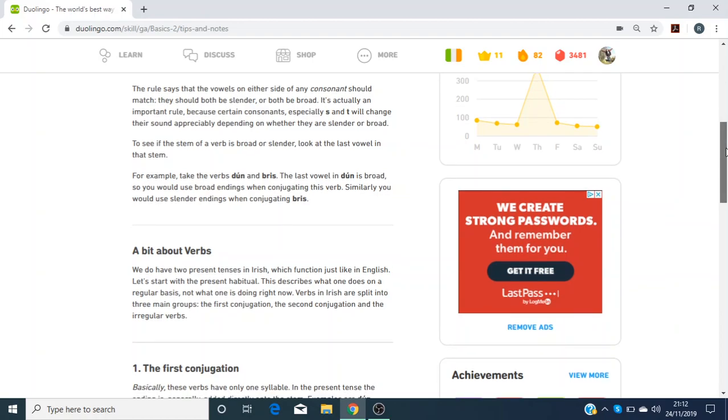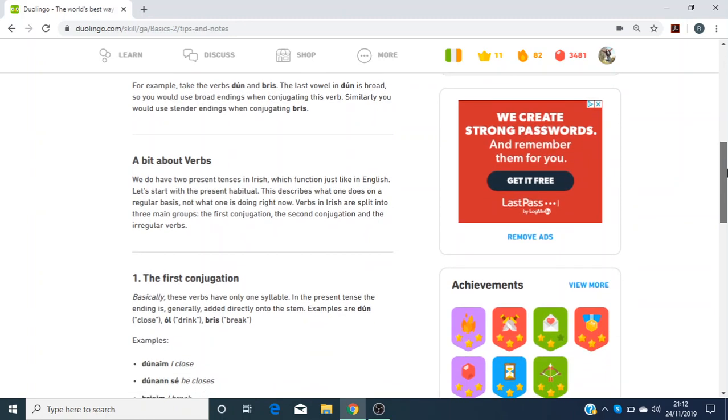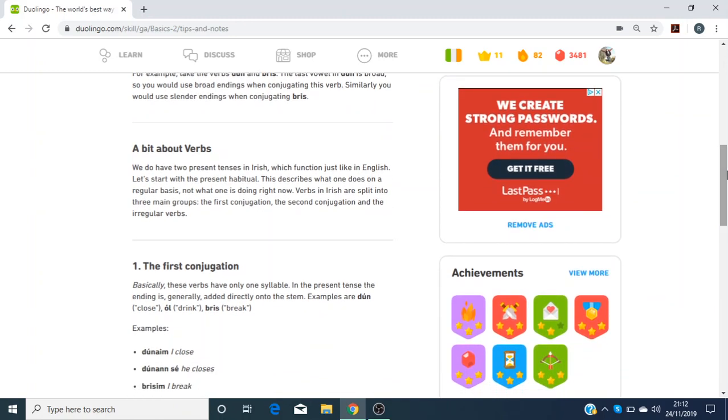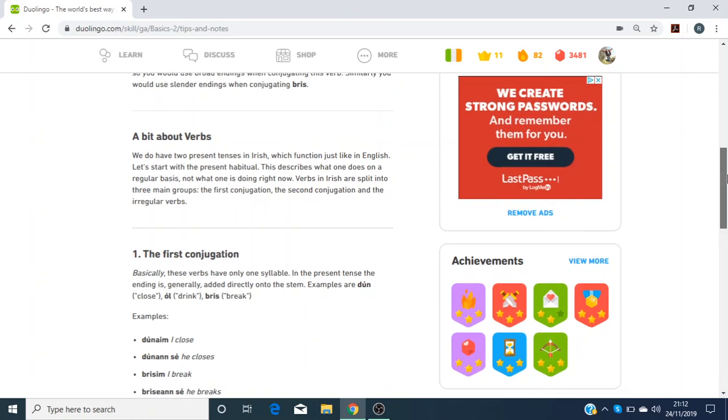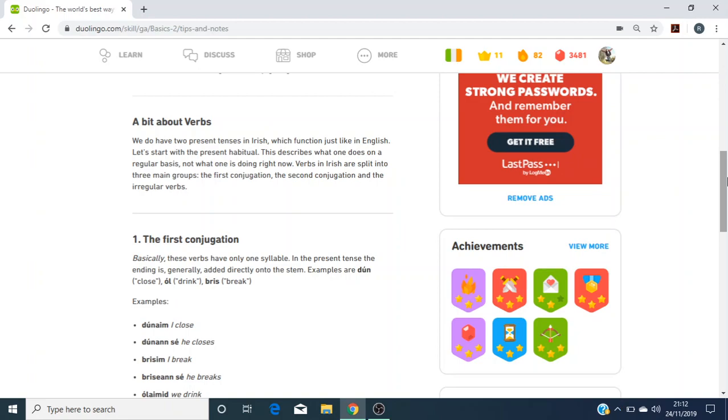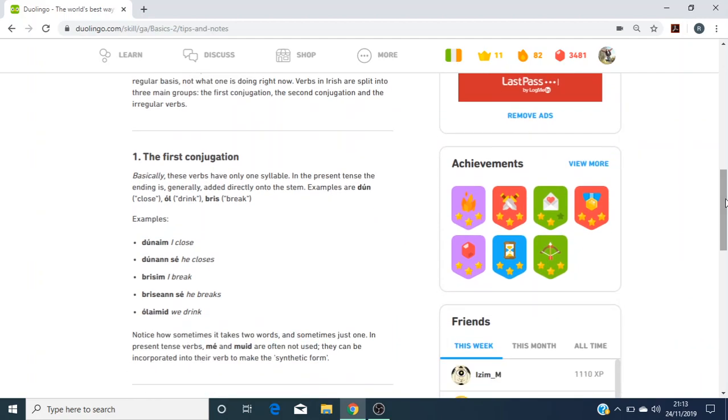Right, so basically these verbs only have one syllable. In the present tense, the ending is generally added directly to the stem. Examples here are dún, to close, ól, to drink, and bris, to break. So the examples here are dúnaim, I close, dúnann sé, he closes, brisim, I break, brisíonn sé, he breaks, and ólaimid, we drink.